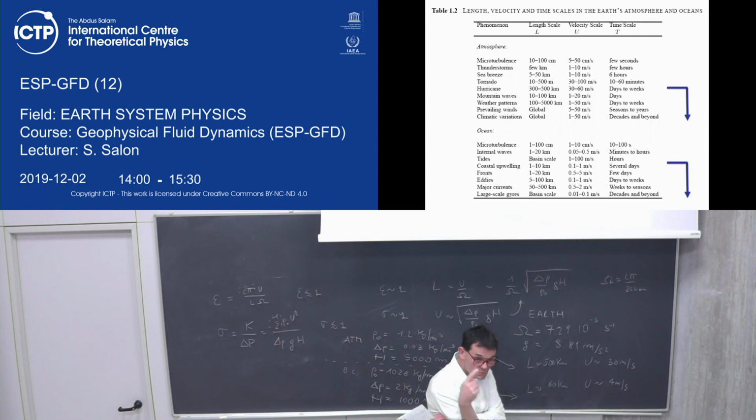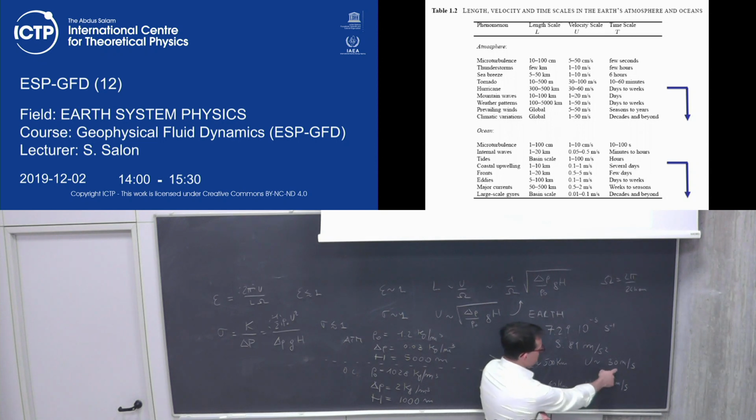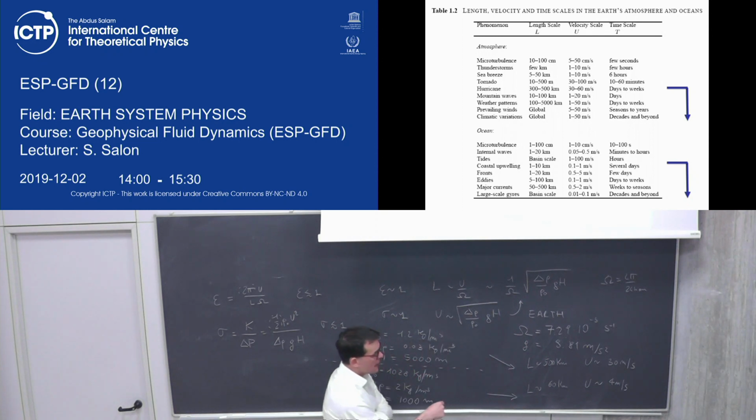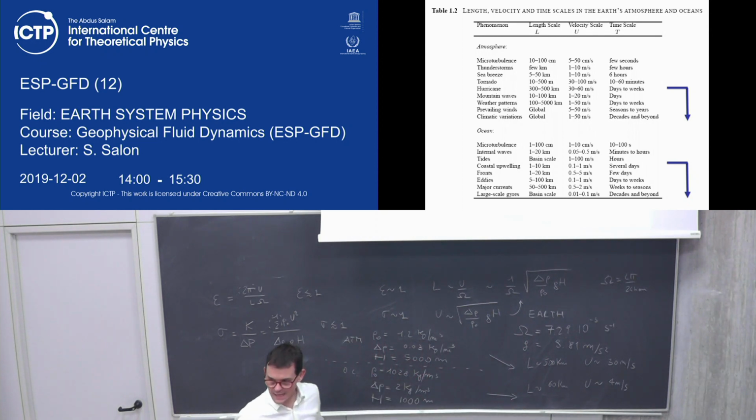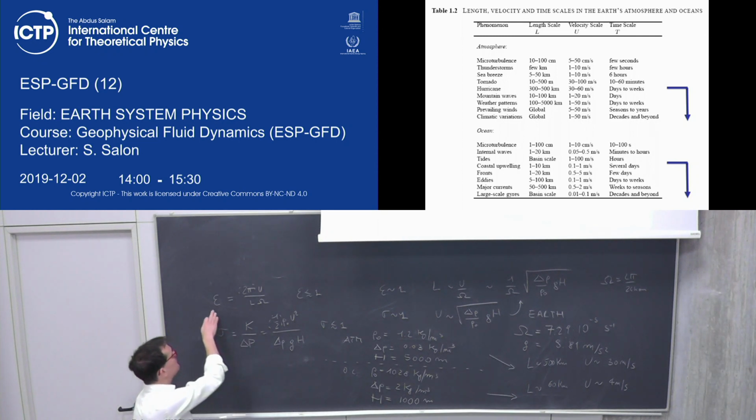It's important to start to think about these orders of magnitude. So 500 kilometers, 60 kilometers, 30 meters per second, 4 meters per second. Okay, so what is this length? This is a sort of natural length scale, which on our planet gives the opportunity to phenomena which have rotation and stratification equally important to develop.